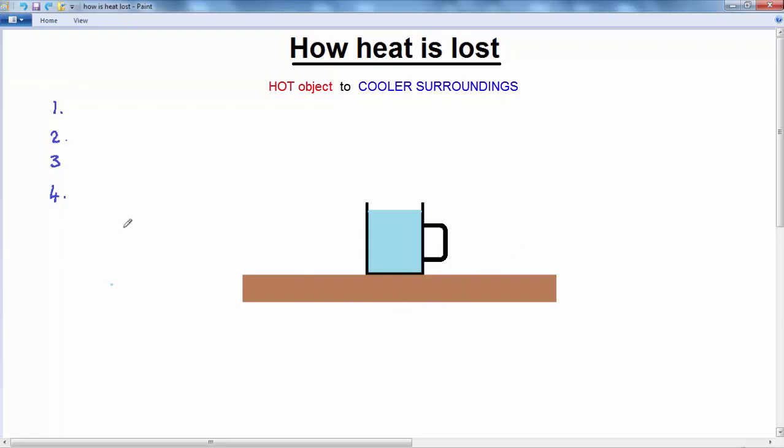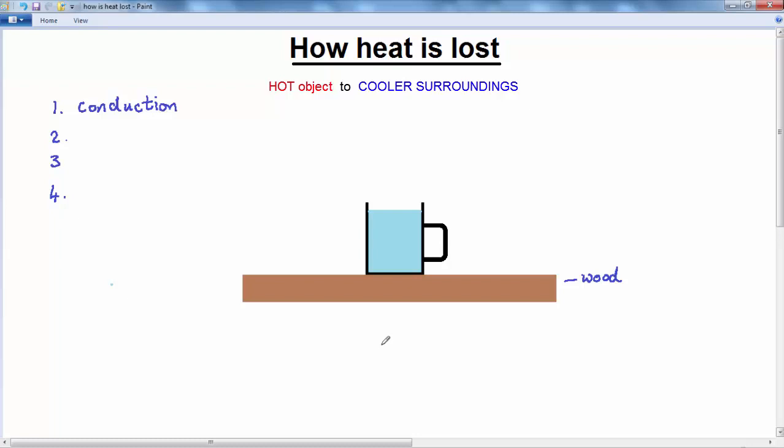So the first form of heat loss or heat transfer is through conduction, because the cup is placed on top of a solid surface. As a result of that, heat will be conducted from the cup into the table surface. Now, if the table surface is made of wood, we remember that wood is a particularly good insulator, so there's only going to be a small amount of conduction from that cup into the surface.